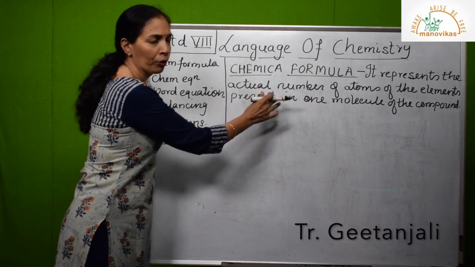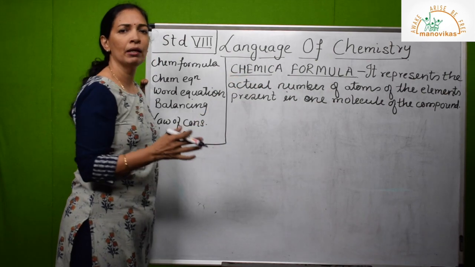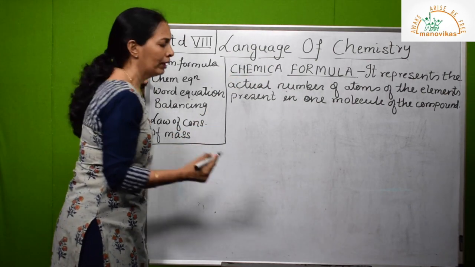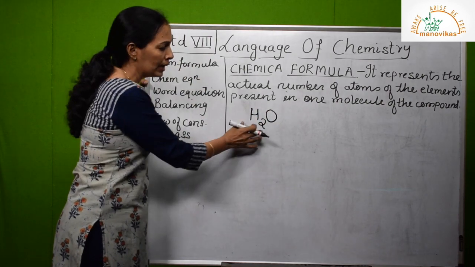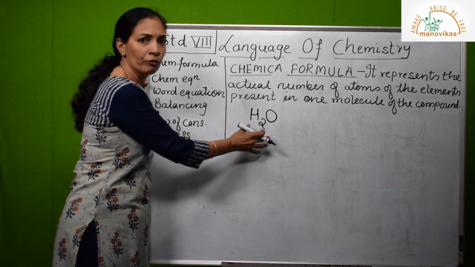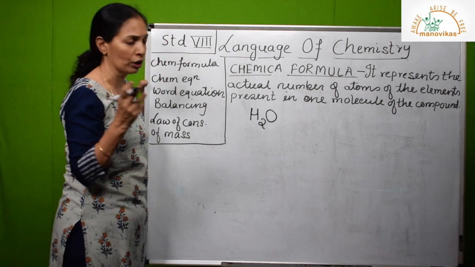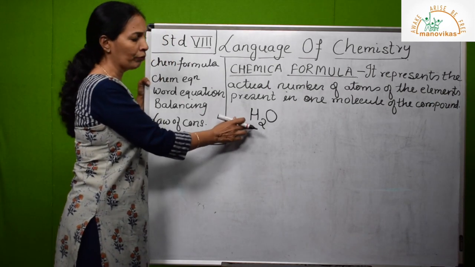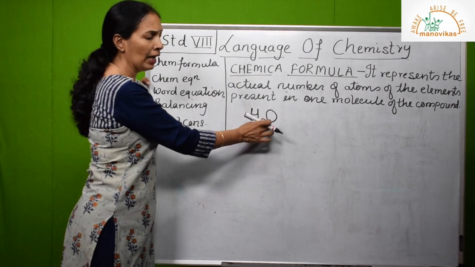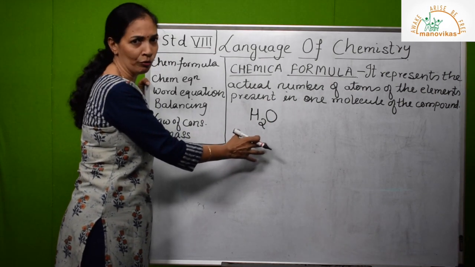About chemical formula under the topic language of chemistry. Now what is a chemical formula? Let me give an example. H2O. Now this H2O is the molecular formula of water. It represents one molecule of water. And it tells us that one molecule of water is made up of two atoms of hydrogen and one atom of oxygen. So this is a chemical formula of water.